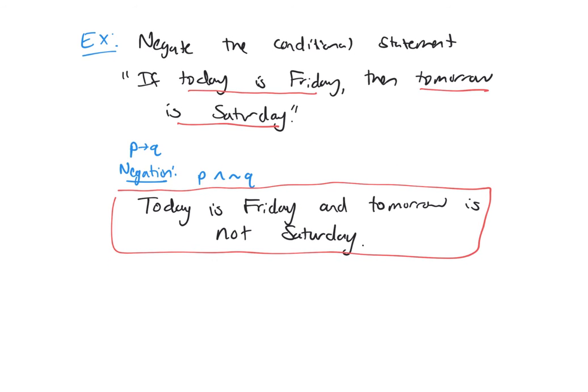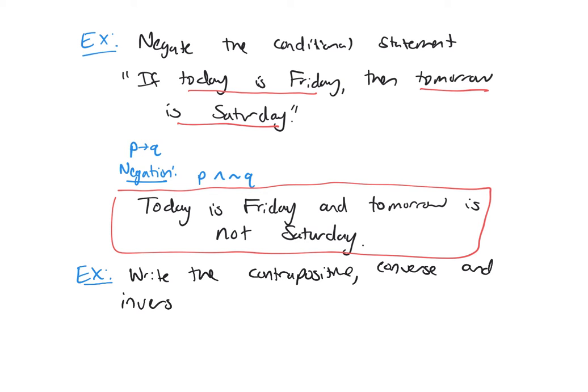Okay, so let's practice writing the contrapositive, converse, and inverse of a conditional statement. And let's use that same one we did. So let's write the contrapositive, converse, and inverse of: if today is Friday, then tomorrow is Saturday.